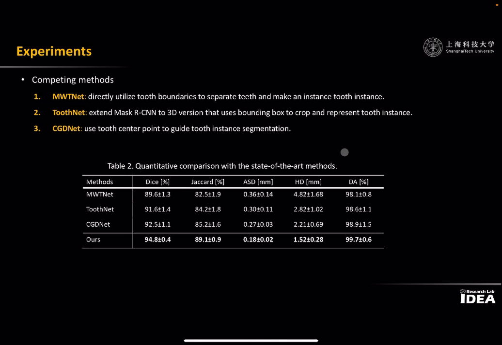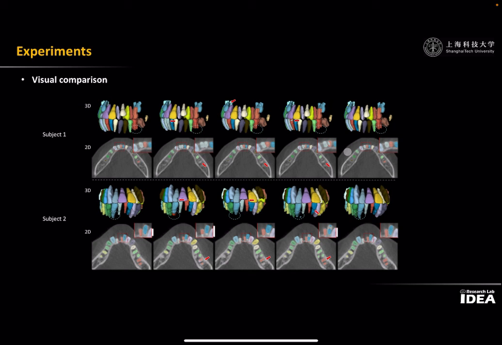As shown in Table 2, our method obtains the leading performance at both segmentation and detection metrics. To further demonstrate the advantage of our method, we also provide a visual comparison of 2 typical samples. It can be seen that our method matches better with the ground truth, especially near the tooth apex and the occlusal plane with blurred boundary signals. Notably, MWT-net is more likely to lead to failure in tooth separation. Moreover, ToothNet and CGD-net respectively represent each tooth by bounding box and center points, which will produce lots of artifacts near the tooth boundary.